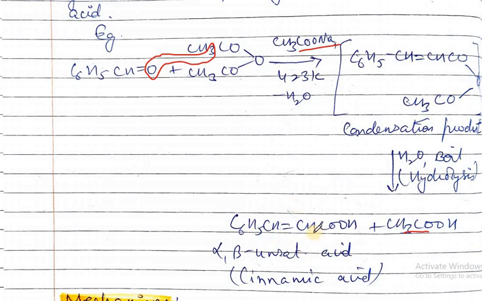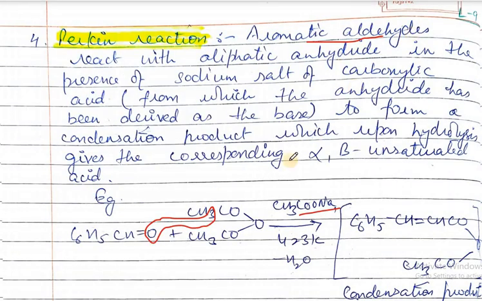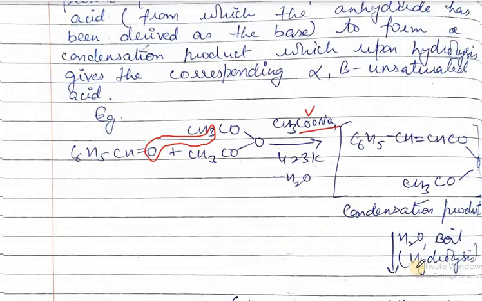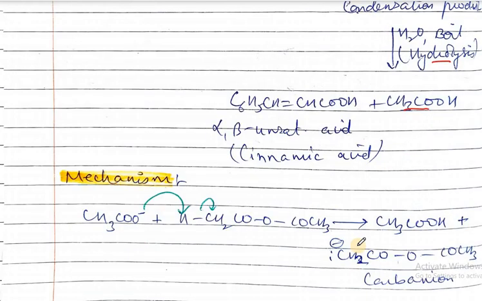So in this reaction we have aromatic aldehyde reacting with aliphatic anhydride, in the presence of the sodium salt of the carboxylic acid of this anhydride. The anhydride is formed from which acid? That acid's sodium salt. In the presence of that acid sodium salt, these react to give this condensation product, which upon heating undergoes hydrolysis to give the alpha beta unsaturated acid and a molecule of acid.